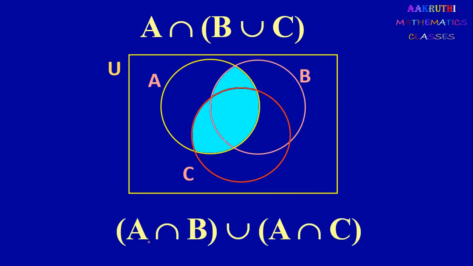Now this is also equal to A intersection B union A intersection C. Now what is A intersection B? It is the common region belonging to both A and B. So that is this part. So this is A intersection B. Now you take common elements from A and C, that is A intersection C. It should belong to both A and C. Now together this part, it is A intersection B and A intersection C. So therefore A intersection B union A intersection C is this shaded region.